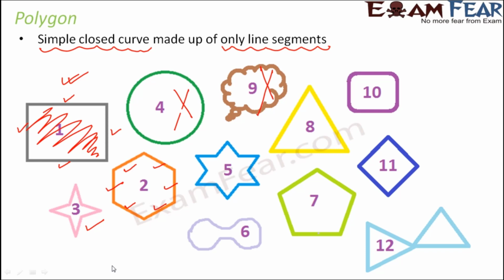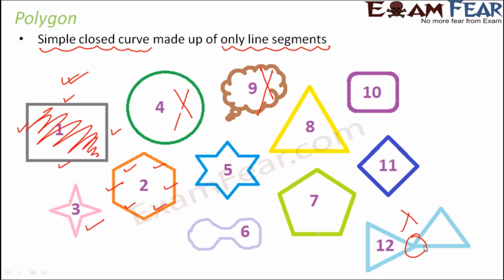Now let me talk about 1 or 2 examples. Let's look at the image number 12. When you look at this, it is made up of line segments, right? It is also a closed curve, but is it a polygon? It is not a polygon. Why? Because this is not a simple curve. It is a non-simple curve because the curve crosses itself at this point. So therefore, it doesn't satisfy the criteria to become a polygon, and it is not a polygon.